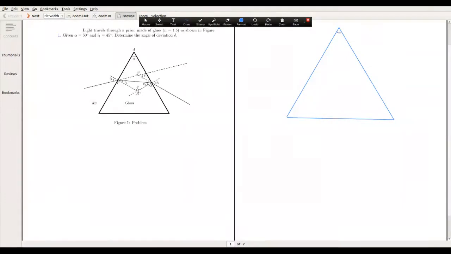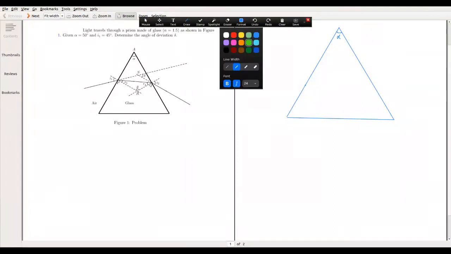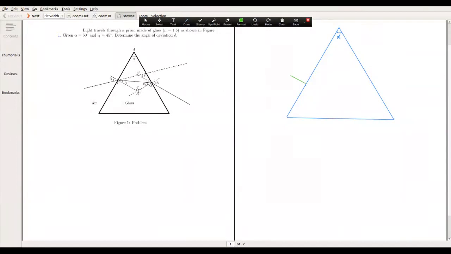It's not an equilateral triangle, so that's angle alpha. That's 50 degrees. So let's choose this to be our reference point where we have the normal ray. So let's say that's our normal line. So that's the reference line. So that's the normal line. A ray of light comes incident at I1 equal to 45 degrees. So that's your 45 degrees here.